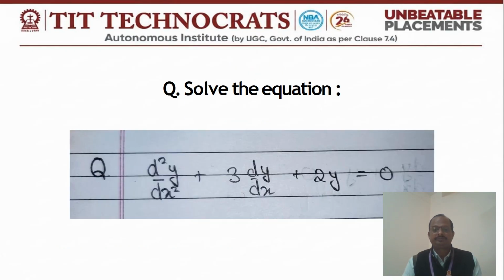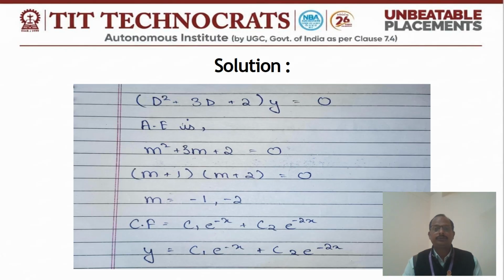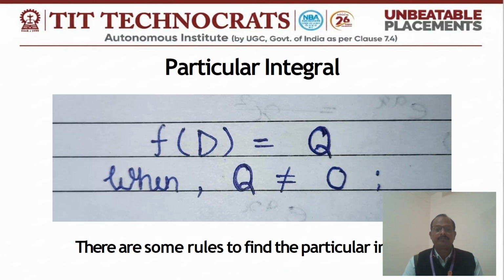Then we have a question. According to the question, first we have to create the equation in the form of D. So that is D squared plus 3D plus 2 times y equals 0. So create the auxiliary equation, put D equals m, y equals 1, and consider Q equals 0. So you get the values of m equal to minus 1 and minus 2. So the CF part becomes c1 e to the power minus x plus c2 e to the power minus 2x. In this case we don't need to go for PI because the right hand side is 0 only.